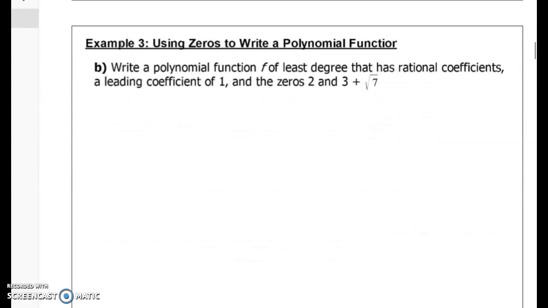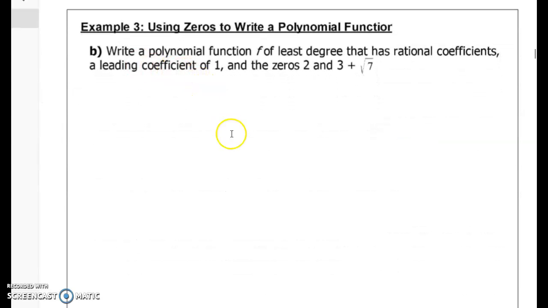All right, so this says write a polynomial function f, okay, so it's f of x, of least degree. So when it says least degree, that tells me there's no repeated zeros, no multiplicities. It has a leading coefficient of 1. Good to know. Okay, now here are its zeros. It has a zero of 2. So if the zero is 2, then the factor is x minus 2.